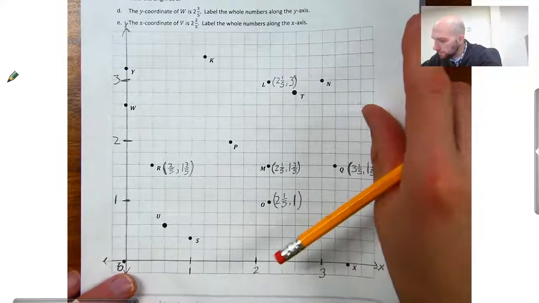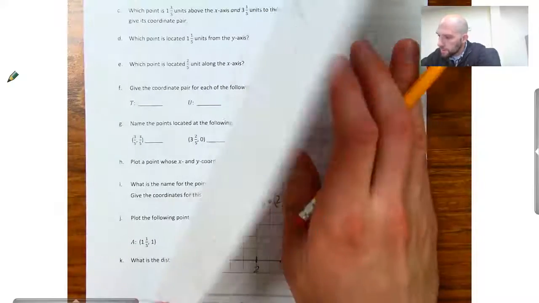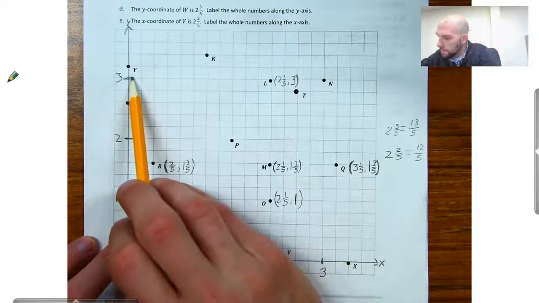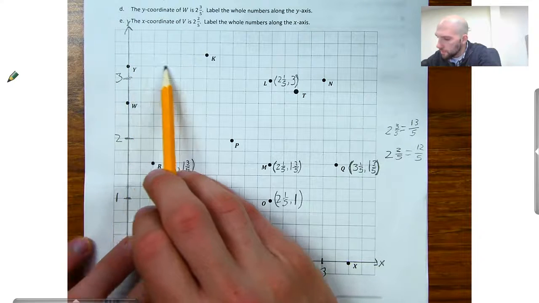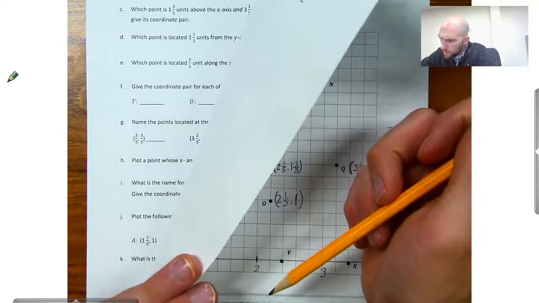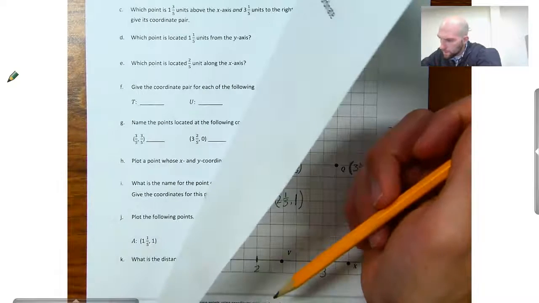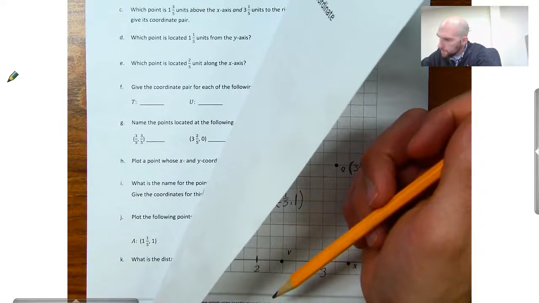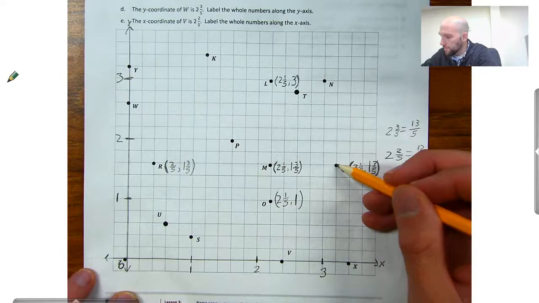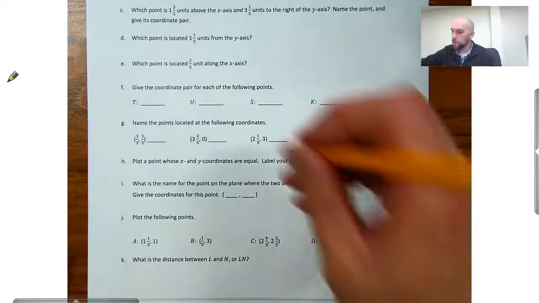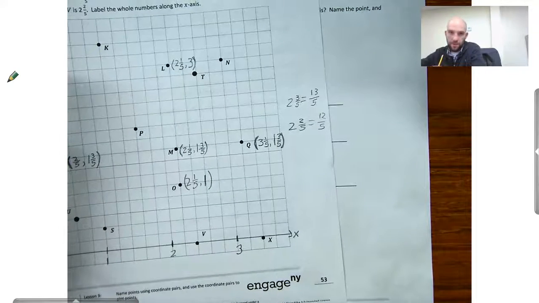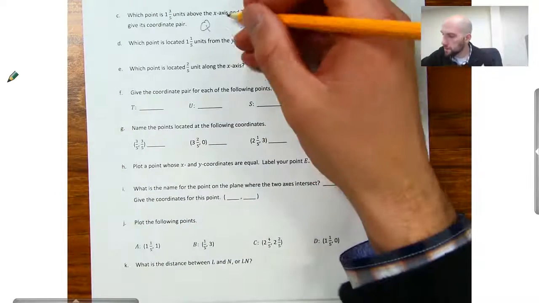So we have 3 1/5, and then 1 3/5. No, 1 3/5 above. So 3 1/5, and then 1 3/5. Well, that's going to be letter Q. So it's going to be letter Q. And letter Q was 3 1/5 and 1 3/5.